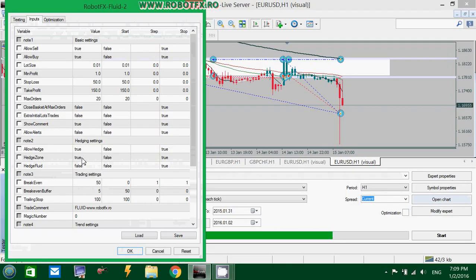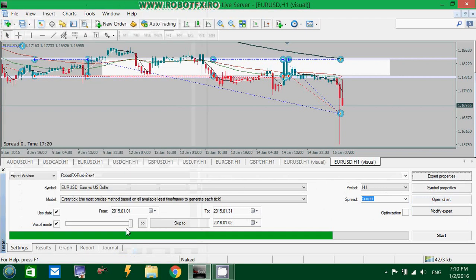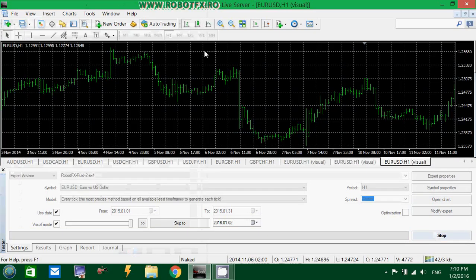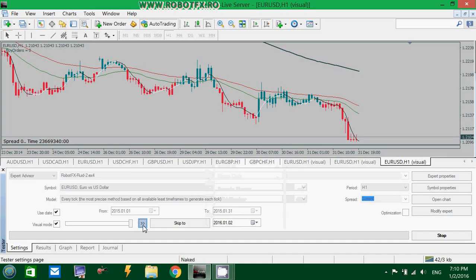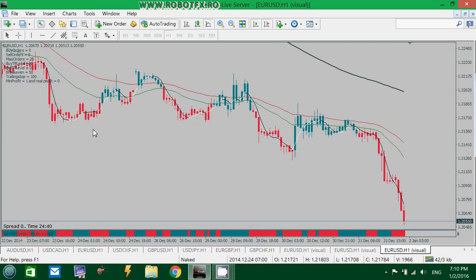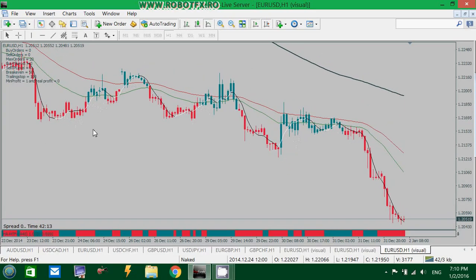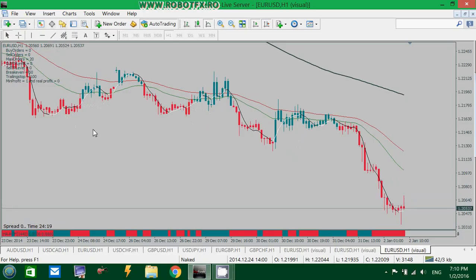And now let's change to the other hedge strategy. We set the zone to false and we hedge fluidly, and you will see the difference. I also think you will like it if you start to get the idea of hedging, and you'll do it fluidly probably.